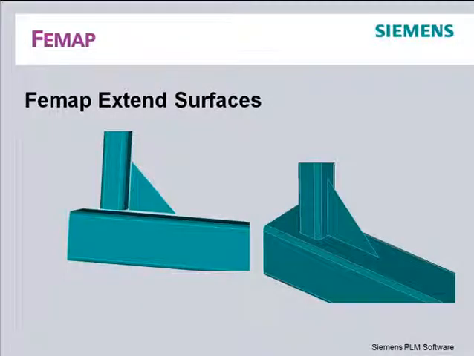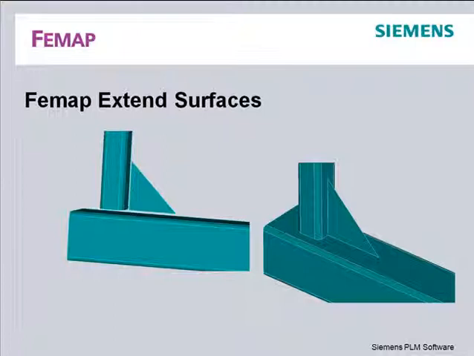In this video, we'll take a quick look at the extended surfaces capability now available in FEMAP 9.2. This powerful new functionality can be used to extend surfaces to meet other surfaces or solids, and so join up an unconnected solid geometry model that is representative of a weldment.